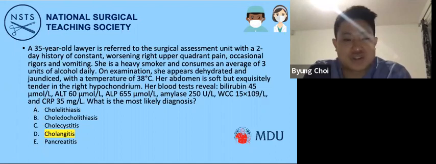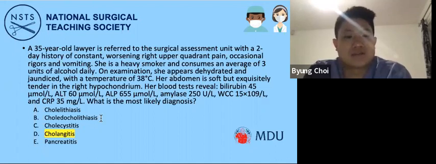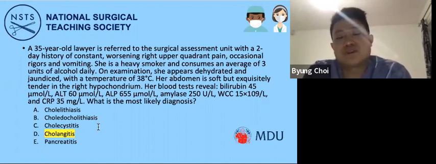Choledocholithiasis is just another term for stones in the common bile duct. And this is tricky between B and D, because yes, it's the presence of a stone in the common bile duct, but it doesn't necessarily mean they will have cholangitis. It's kind of like when you have a diverticulum or diverticulitis. So A and B are just terms for gallstones within the gallbladder or gallstones within the common bile duct, but it doesn't mean that they are causing a disease process. Okay.